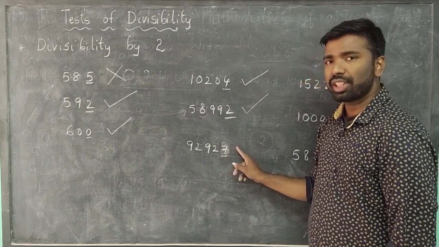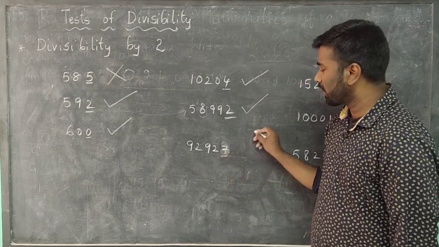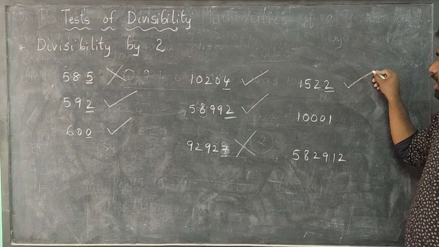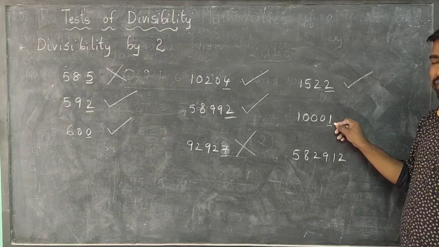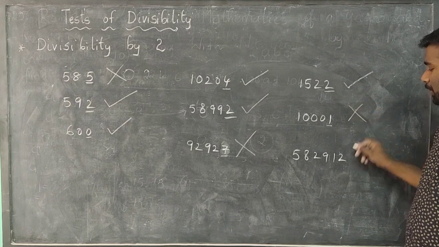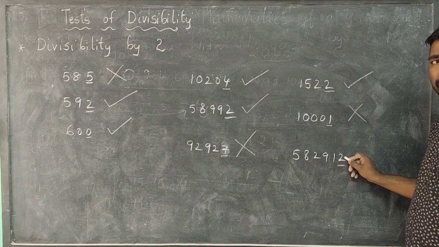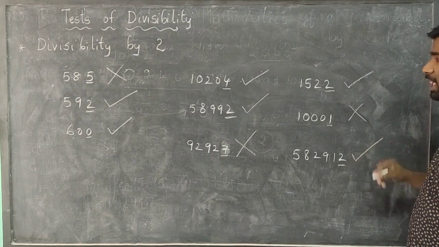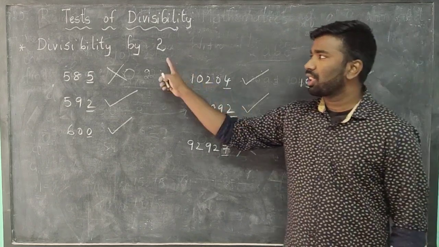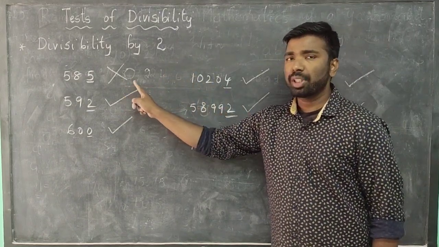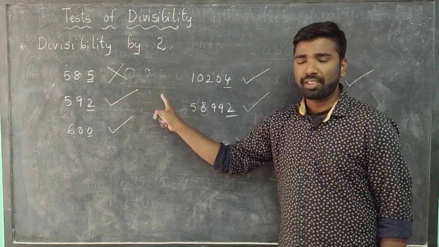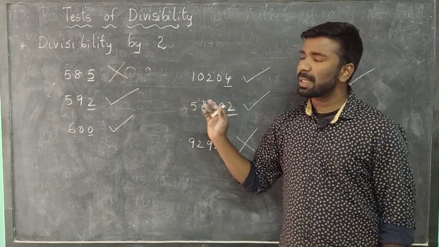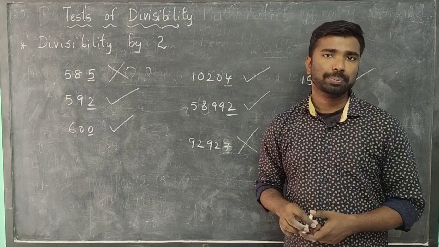In this number, the unit digit is 7, which is an odd number, that means this number is not divisible by 2. In the case of this number, it is divisible by 2. In the unit place we have 1, which is an odd number, so it is not divisible by 2. In the case of this number, in the unit place we have an even digit, hence it is completely divisible by 2. To check divisibility by 2, the digit in the unit place should be even, then we can say that the number is completely divisible by 2. This is the test for divisibility by 2.